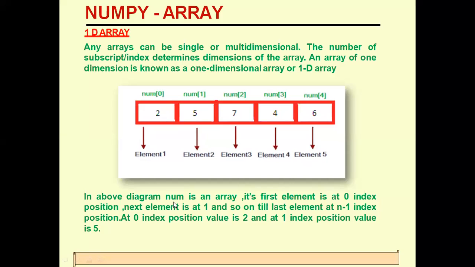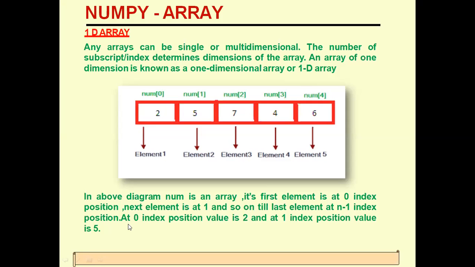In the above diagram, num is an array. What is num here? It is an array. Its first element is at the 0 index. The next element is in the first position, and so on till the last element at n minus 1. N means 5 elements are there, so n minus 1. What is the n here? So the last element will be n minus 1.